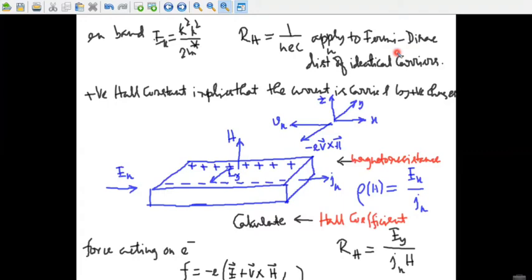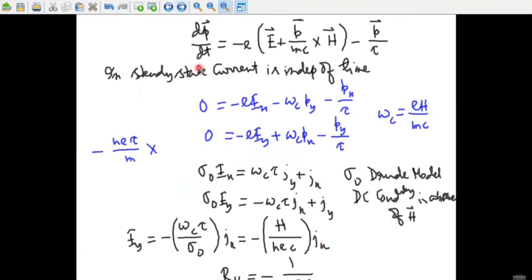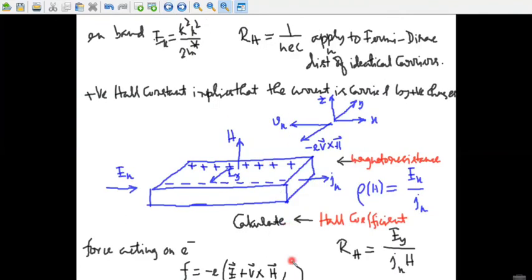So the conclusion is that a positive Hall constant implies that the current is carried by positive charges.